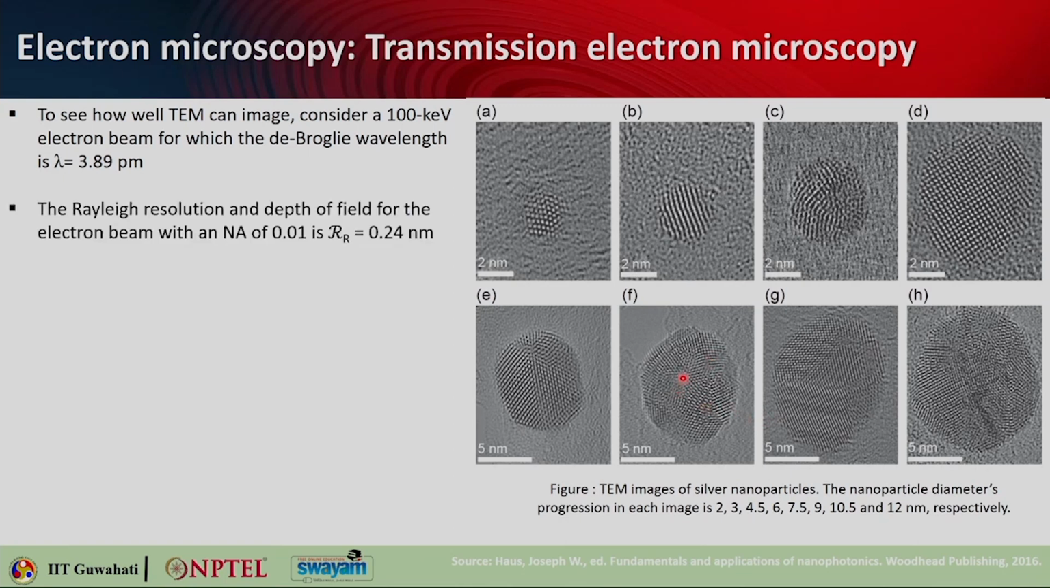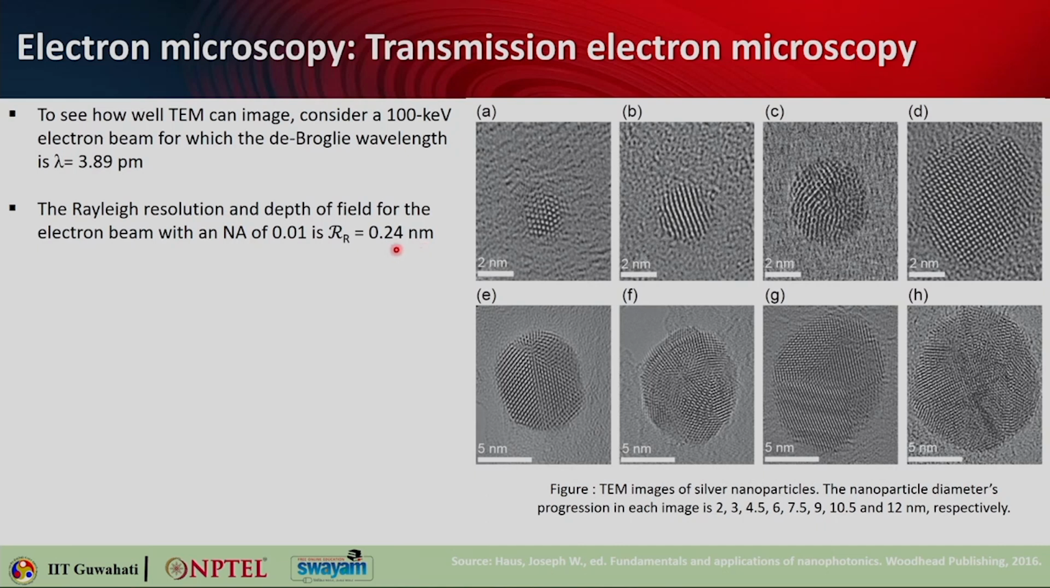So the Rayleigh resolution and the depth of field for this electron beam with a numerical aperture of 0.01 is 0.24 nanometer. It's like 2.4 angstrom.